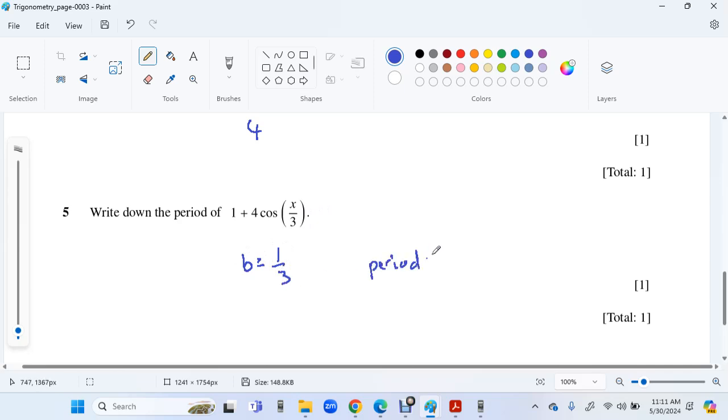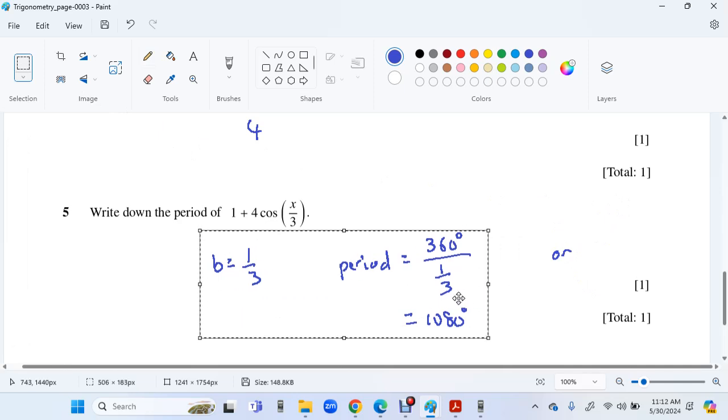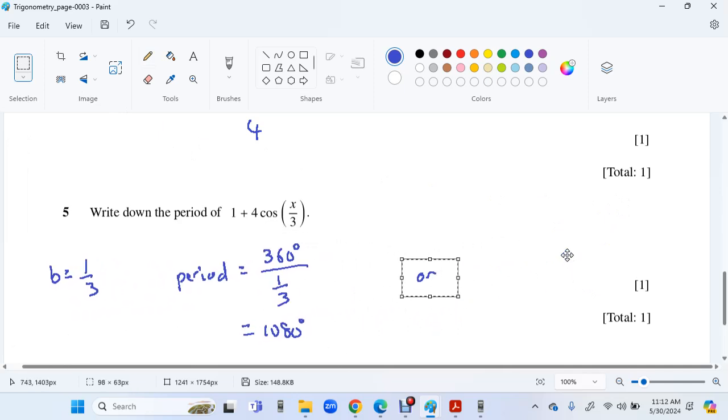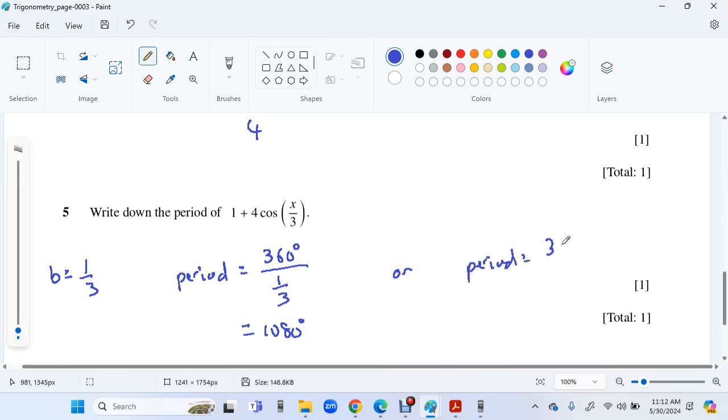Then the period will be 360 over 1 over 3. Then it is 1080 degrees. Or we have the 2 pi over 1 over 3. Okay, so the period is 2 pi over 1 over 3. So it is 6 pi radians.